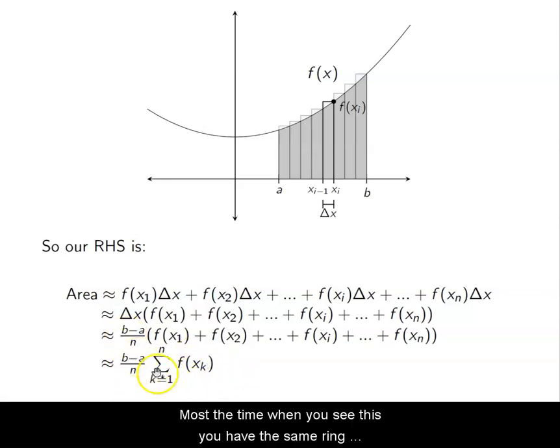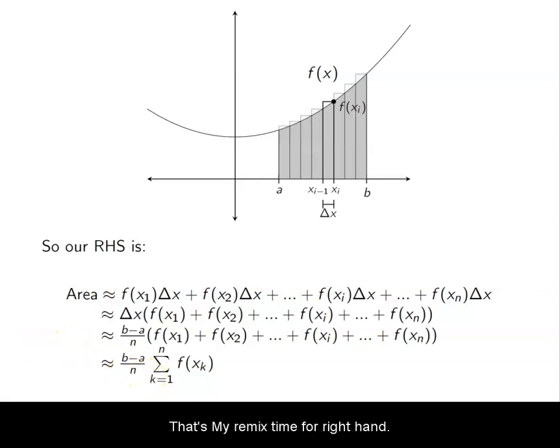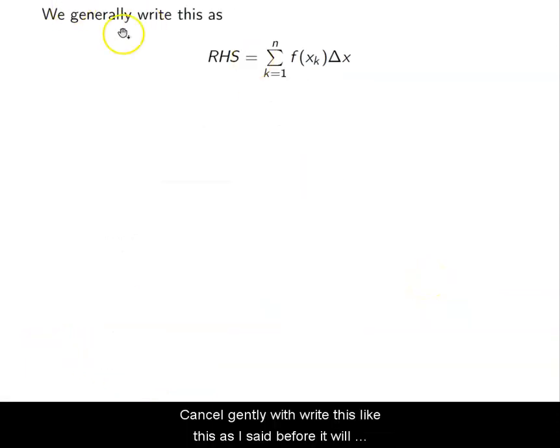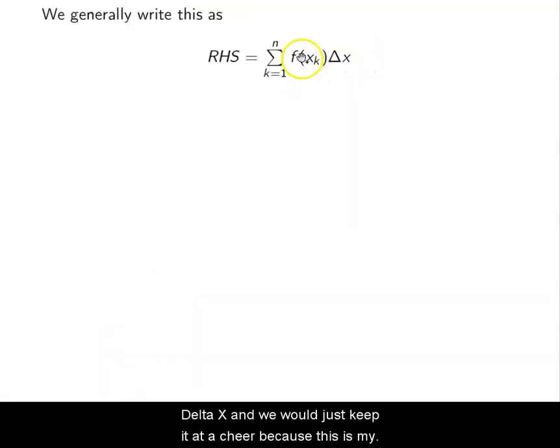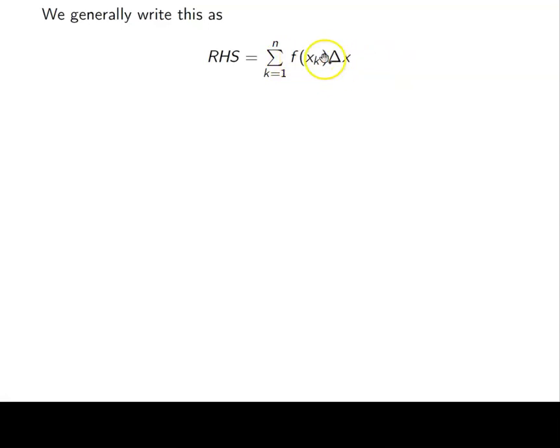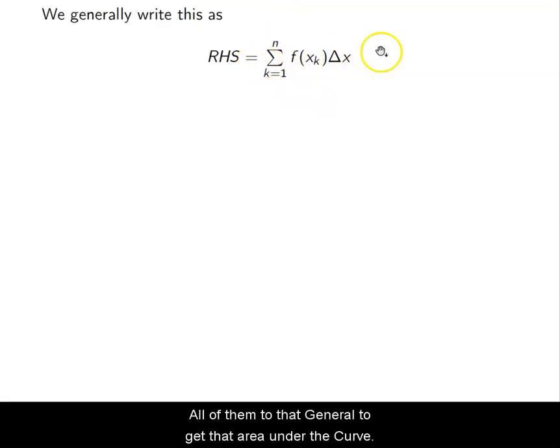Most of the time when you see this, you'll have the same Riemann sum, and we'll just keep the delta x right here in front. But here I'm trying to show you that this delta x is the same as b minus a over n. So that's my Riemann sum for a right hand. Generally we would write this like this. As I said before, we would keep the delta x, not as b minus a over n, but as delta x, and keep it attached here because this is my area: my height times my width, and I'm summing up all of them to get the area under the curve.